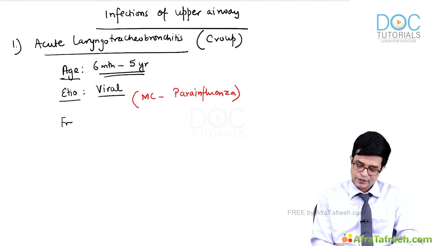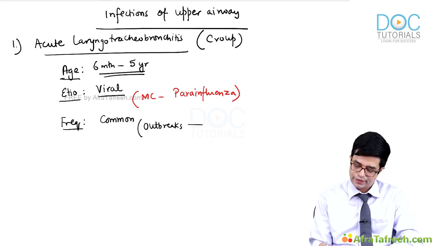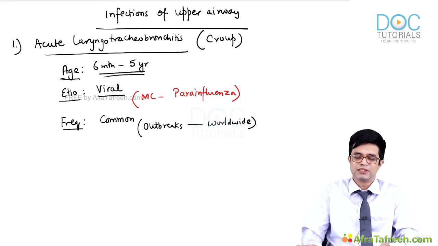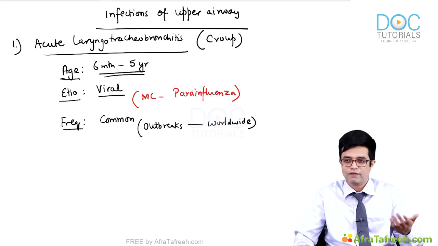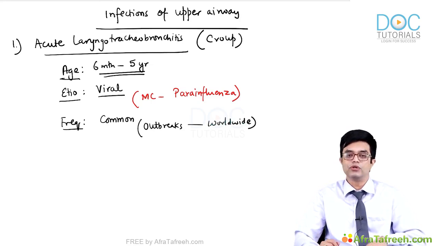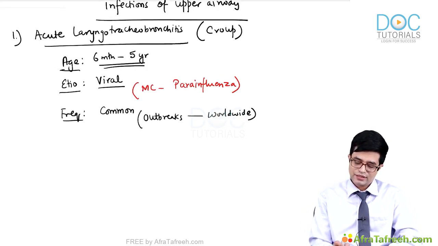Frequency? It is a fairly common condition and there are outbreaks of croup worldwide because it is a viral infection. Same members of the family may be affected. The other adult family members may be having simple viral fever, viral sore throat, and the children may tend to develop acute laryngotracheobronchitis. What are the clinical features?